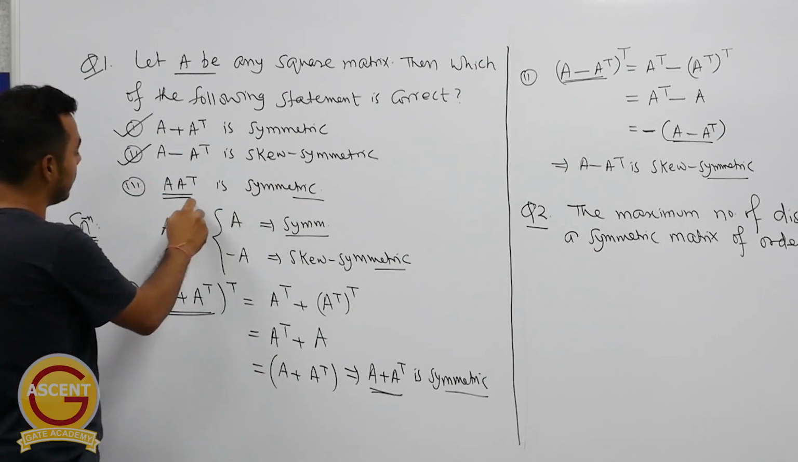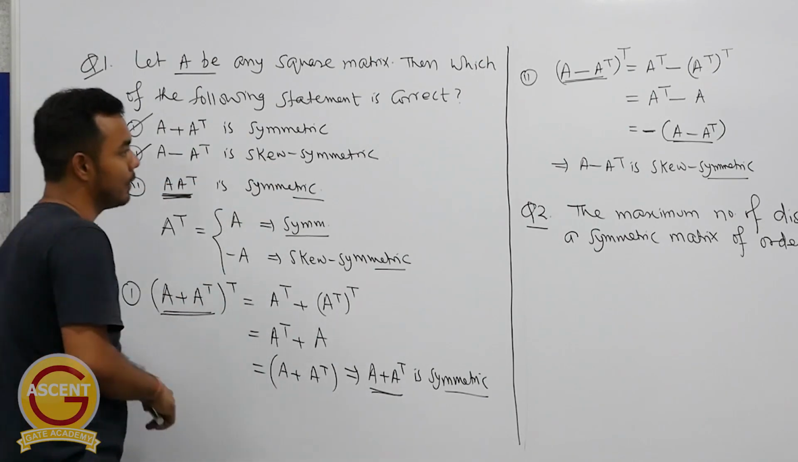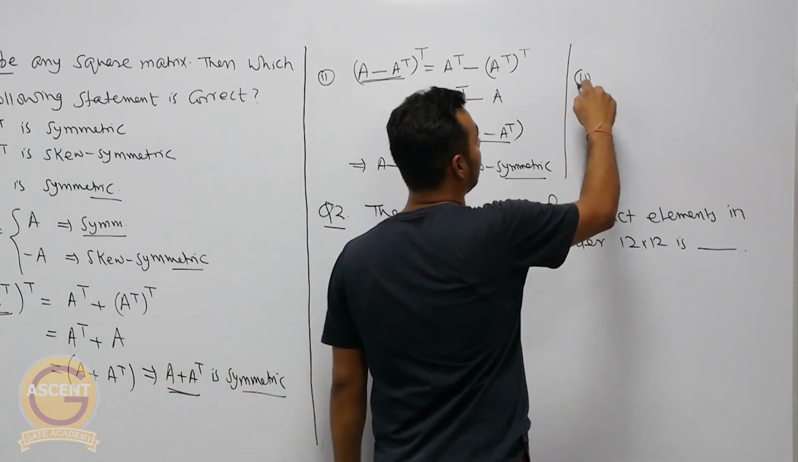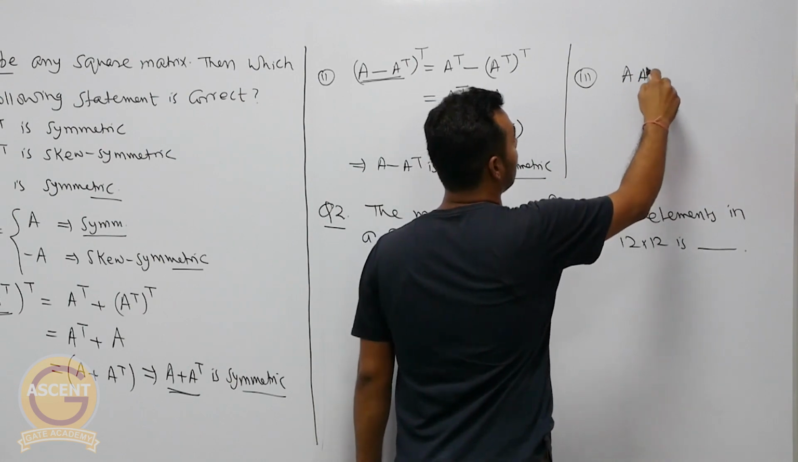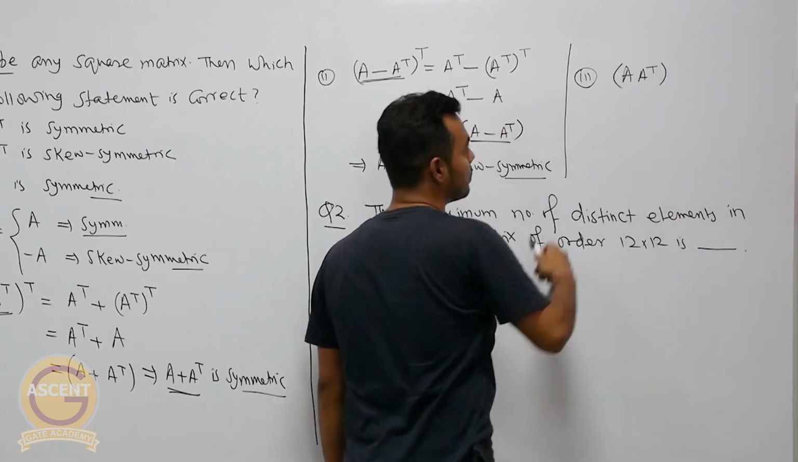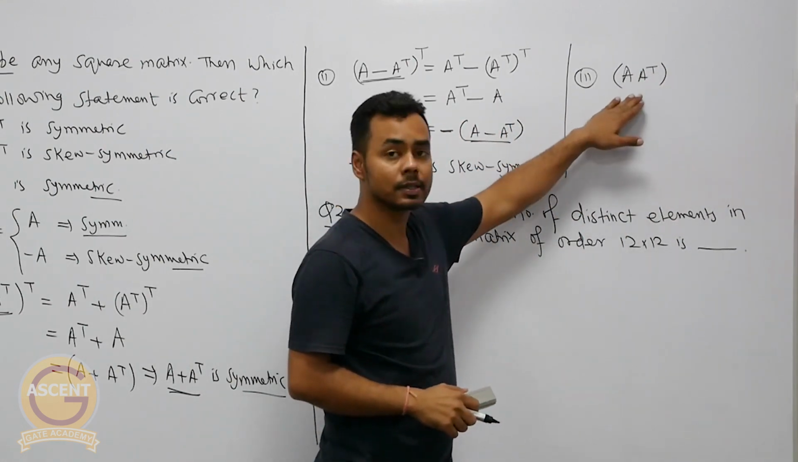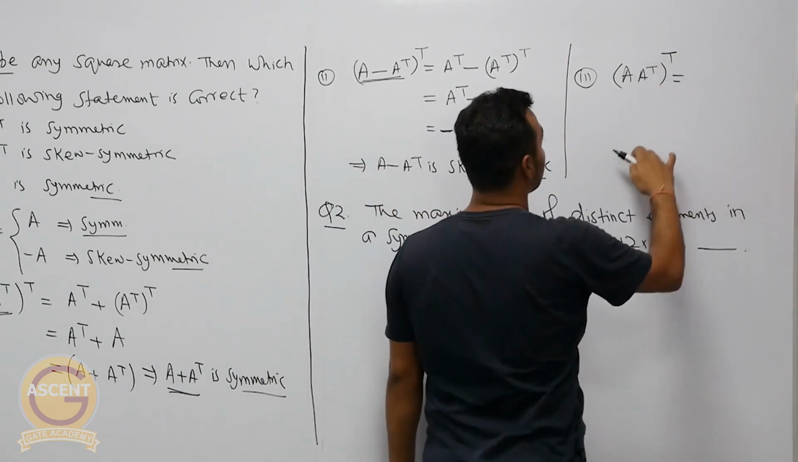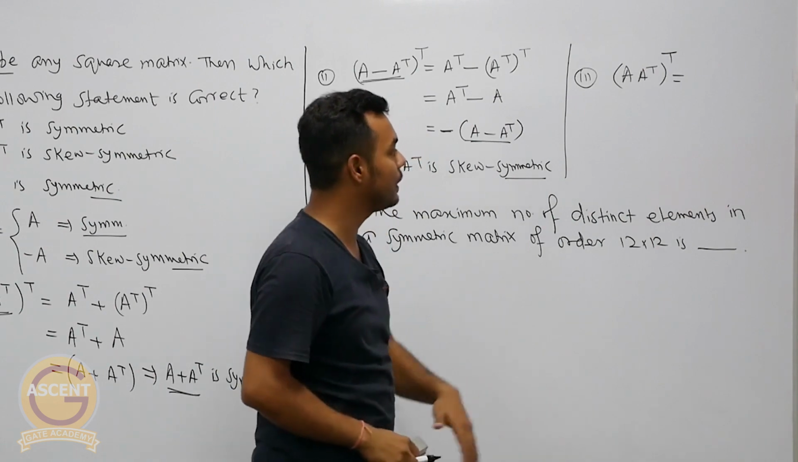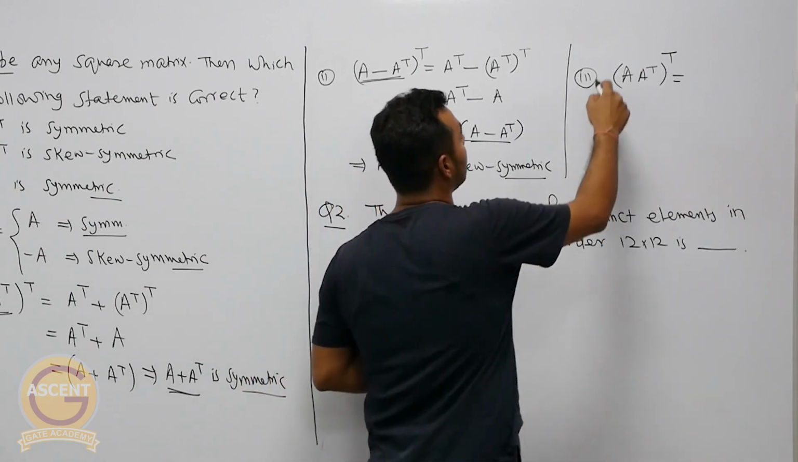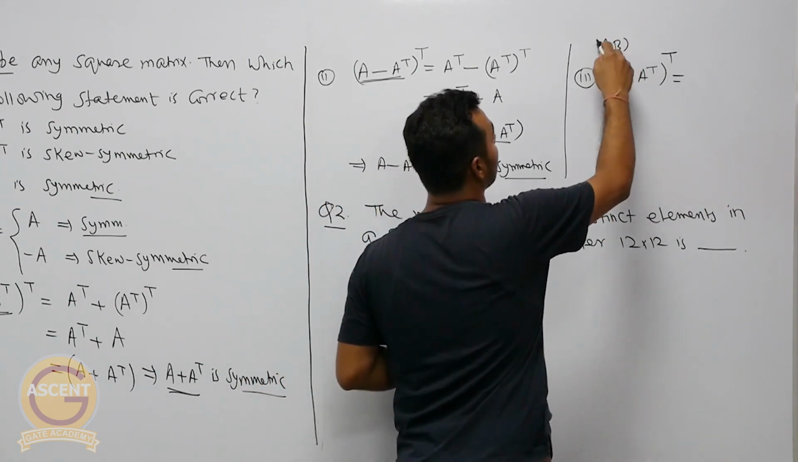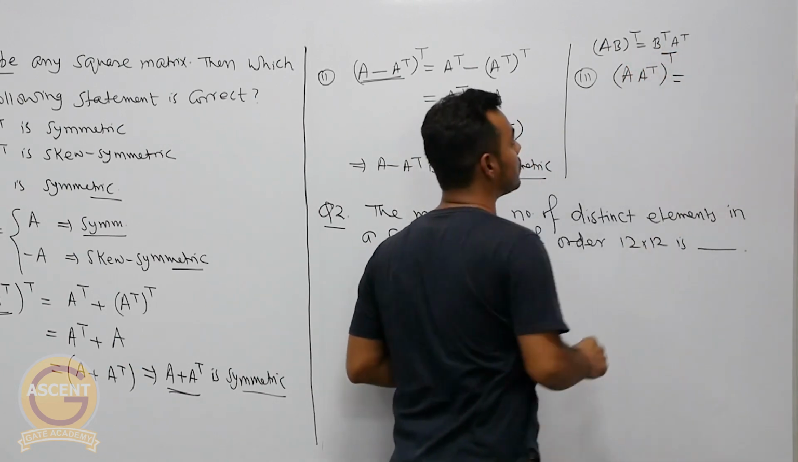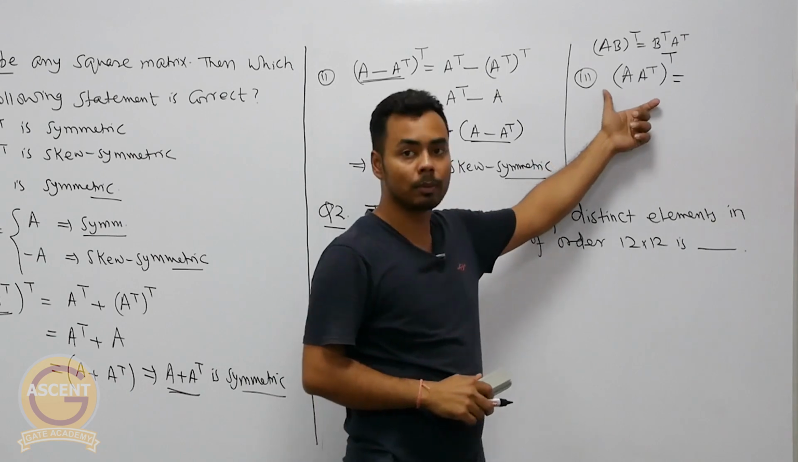Now we have to find whether this A into A transpose is symmetric or not. So again we have to take the transpose of this matrix. So I have this matrix A into A transpose and we want to find whether this is skew symmetric or symmetric. So calculate the transpose of this matrix. Now in case of transpose we have seen the reversal law. The reversal law was that if I have two matrices A and B, then AB transpose is B transpose into A transpose. So similarly here also we have to apply the reversal law.